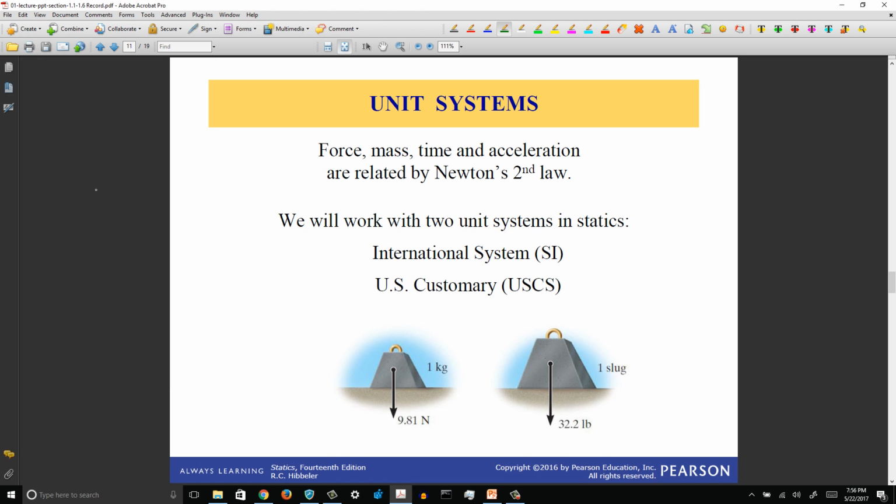Now let's talk about unit systems. The four basic quantities, length, time, mass, and force, are not all independent from one another. In fact, they are related to Newton's second law of motion, F equals ma. Because of this, the units used to measure these quantities cannot all be selected arbitrarily. The equality F equals ma is maintained only if three of the four units, called base units, are defined, and the fourth unit is derived from this equation.